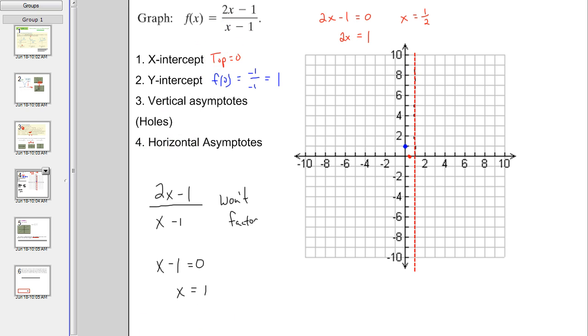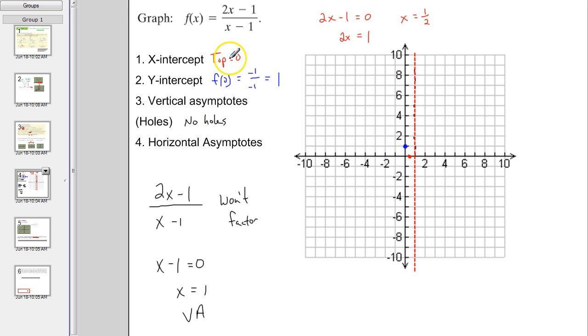Alright, there are no holes in this graph because there's nothing that canceled here. Okay, so no holes, but there is a vertical asymptote because the denominator still could be 0. Even though I couldn't factor it, it still could be 0. So that domain restriction there, 1, is a vertical asymptote in this case.